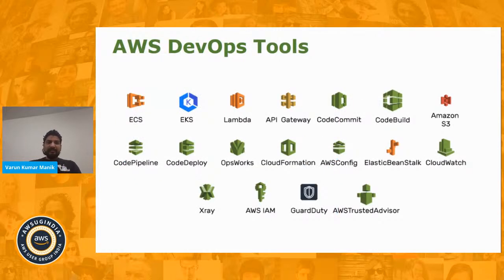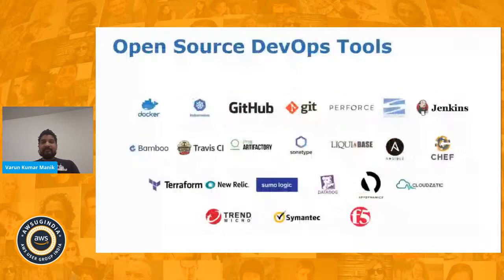Okay, so let me tell you some DevOps tools around AWS. These are EKS (Elastic Kubernetes Service), API Gateway, Lambda, CloudFormation, OpsWorks, CodeDeploy, CodePipeline, IAM, X-Ray, and Trusted Advisor as well. These are a couple of the tools available, serverless, inside DevOps in Amazon Web Services. And similarly, we do have the open source DevOps tools.